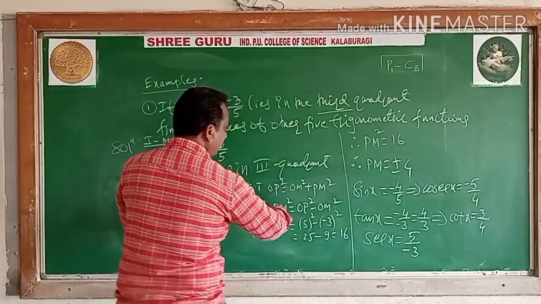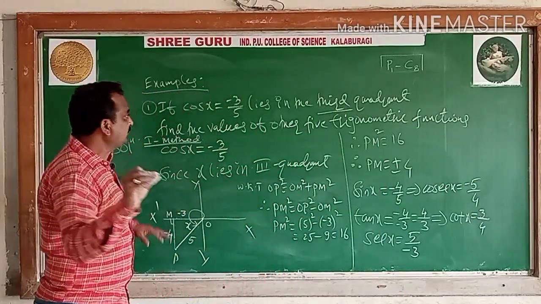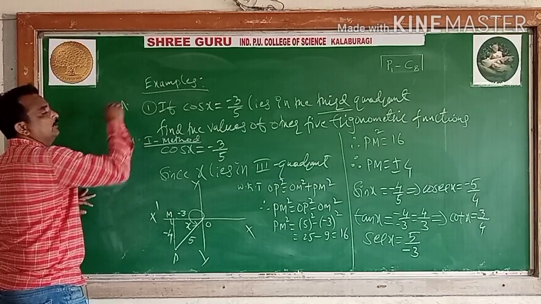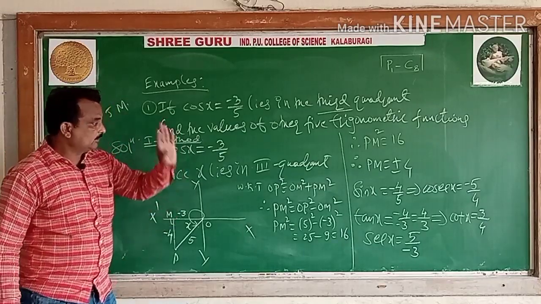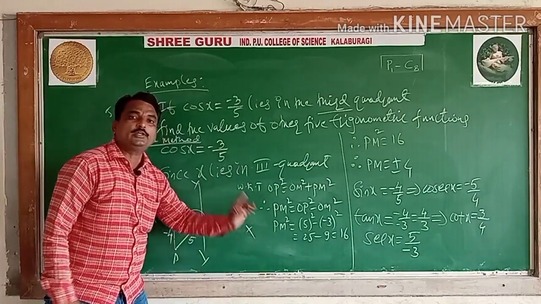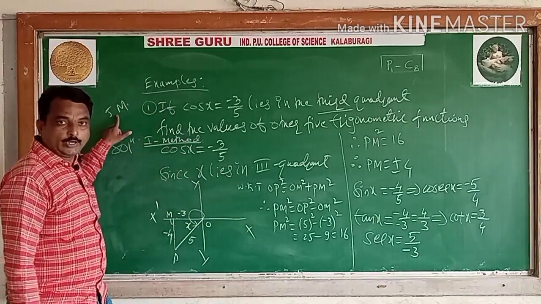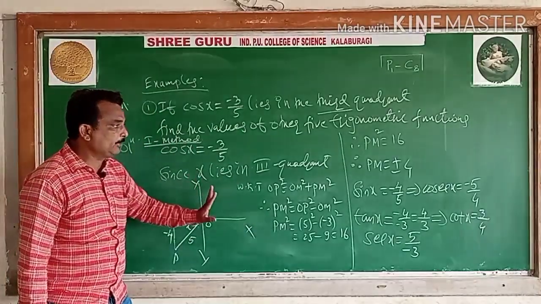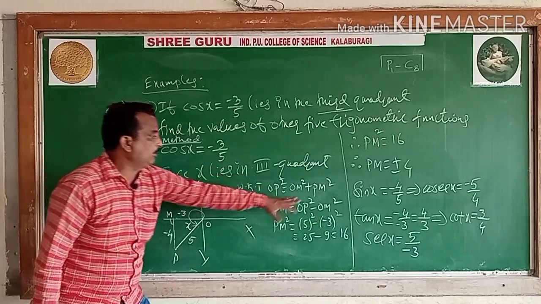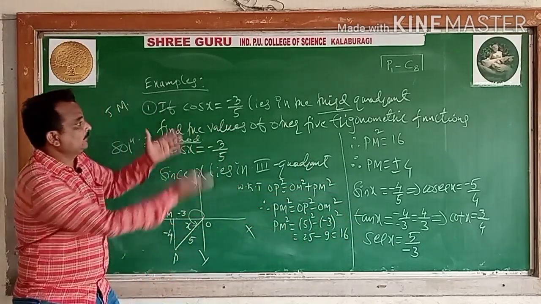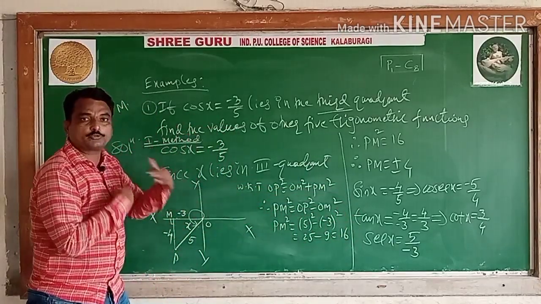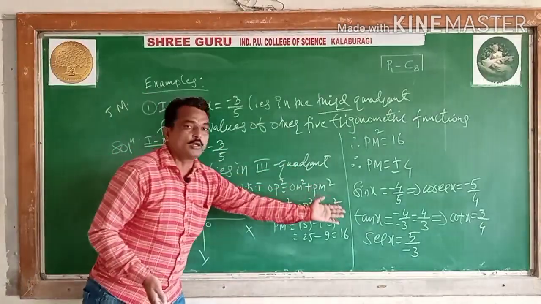So these 5 functions form a 5 marks question. Once in the annual examination, this type of question was asked for 5 marks. Very simple it is. One function is given, any one of the functions, with respect to the first, second, third or fourth quadrant.